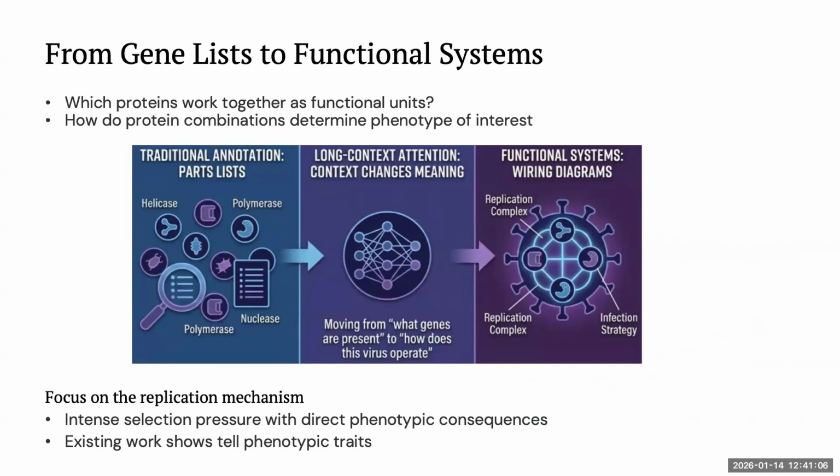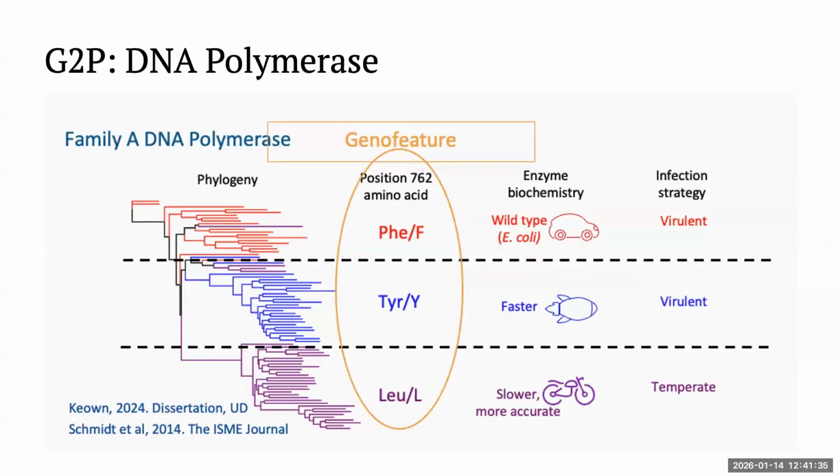So we decided to focus on replication mechanisms, phenotypes that are relevant to replication in general. The reason is, one, replication is subject to intense selection pressure with really direct phenotypic consequences, but also because our collaborator had done a lot of work on replication mechanisms. They understood them very well, and they had a lot of examples they could show us where that was in action. And so here's an example of phenotype to genotype.